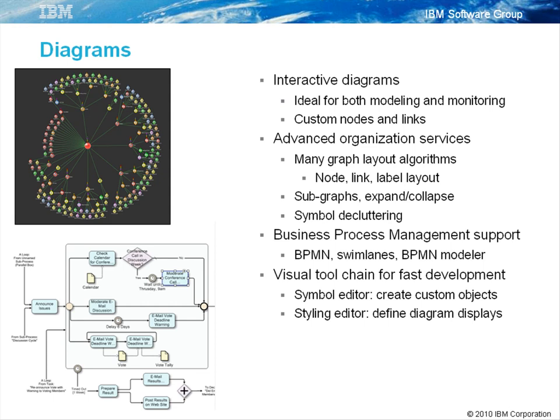JViews Enterprise includes many advanced services for organizing the diagrams. The foremost among these are the graph layout algorithms. This is an important part of the product because this technology is very valuable and very difficult to implement correctly. JViews Enterprise includes node layout algorithms, including hierarchical, circular, topological mesh, force-directed, tree, bus, and grid layouts. It also includes link layout algorithms and label layout algorithms.